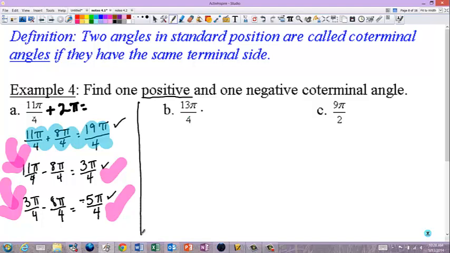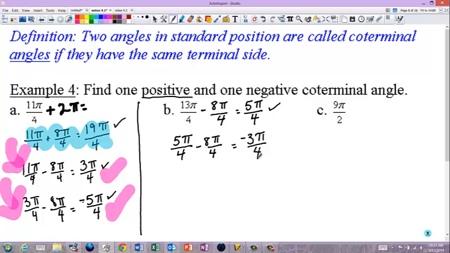So I'm going to start out subtracting, and my common denominator is 4, so I'm going to subtract 8 pi over 4, because that's the equivalent of 2 pi. 13 take away 8 is 5. There's a positive, so check. Now I'm going to do it again. I'm going to start with the 5 pi over 4, and I'm going to subtract 8 pi over 4. 5 take away 8 is negative 3 pi over 4. I now have a positive and a negative. I'm done. So try C.